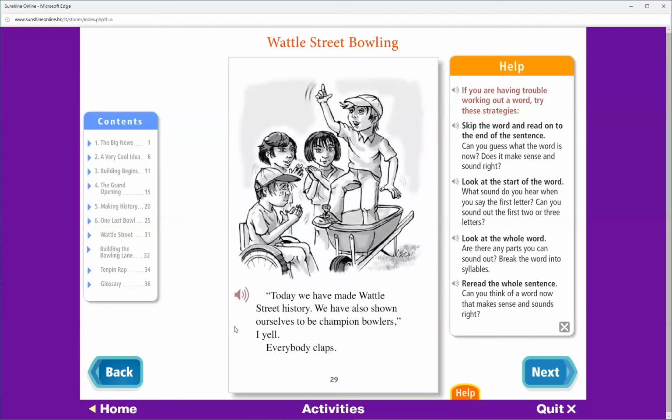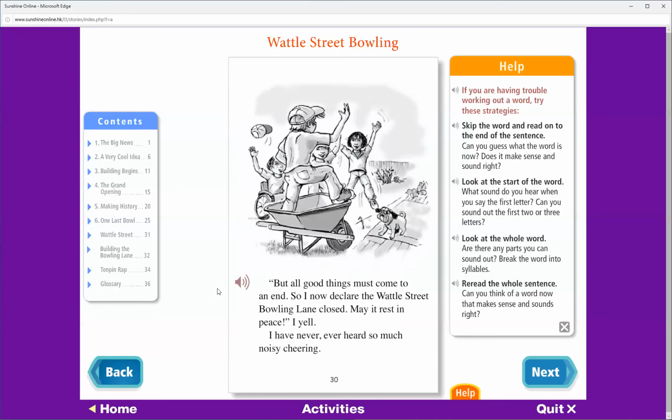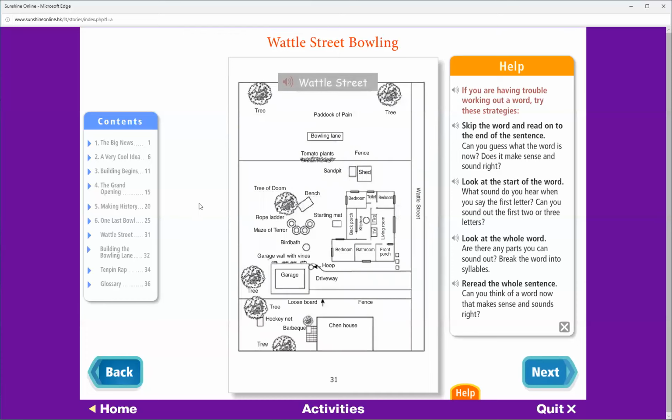Today, we have made Wattle Street history. We have also shown ourselves to be champion bowlers, I yell. Everybody claps. But all good things must come to an end. So I now declare the Wattle Street bowling lane closed. May it rest in peace, I yell. I have never, ever heard so much noisy cheering. Wattle Street.